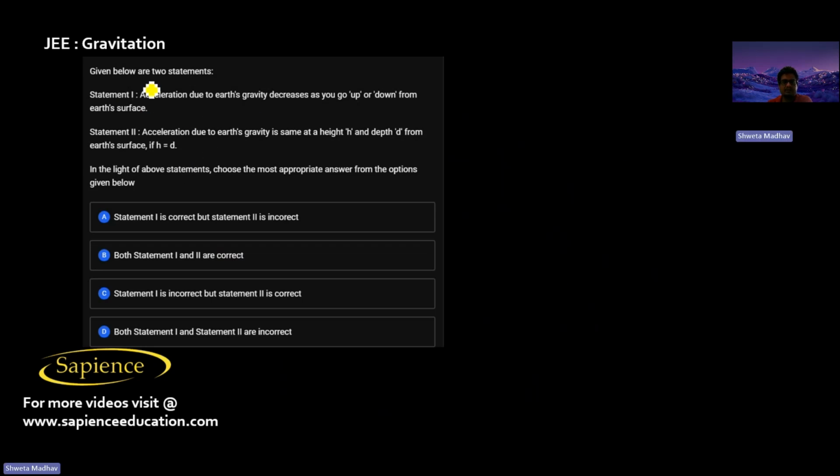Now, here it is told, given below are two statements. Statement one is: acceleration due to gravity decreases as you go up or down in the Earth's surface. Yes, since we know that the graph of acceleration due to gravity with the distance from the center of the Earth is somewhat like this. So here you can see that at the surface of the Earth, where R equal to R, only there the acceleration due to gravity is maximum. And as we go at a depth or at a height, then the acceleration due to gravity will decrease.